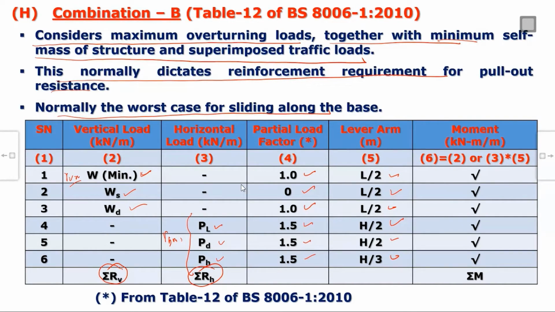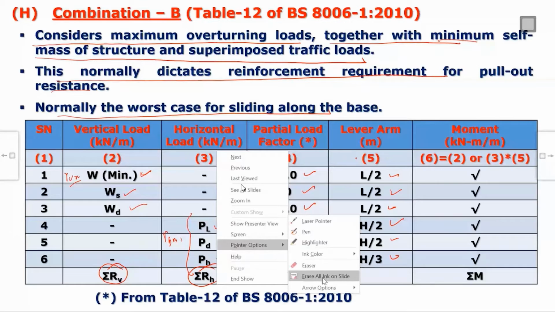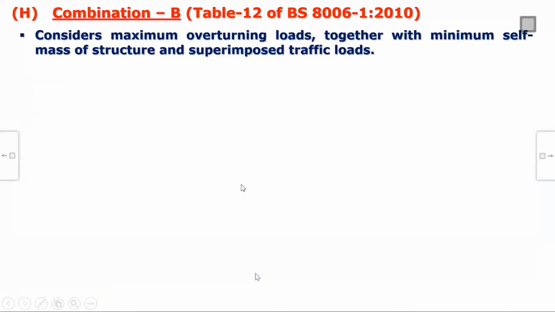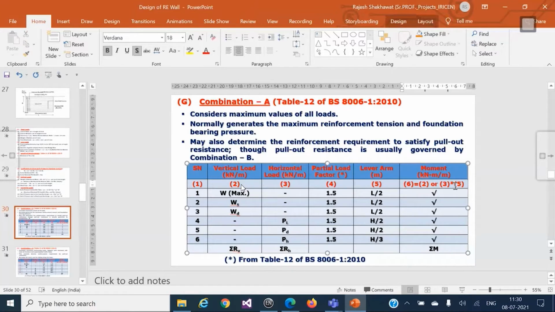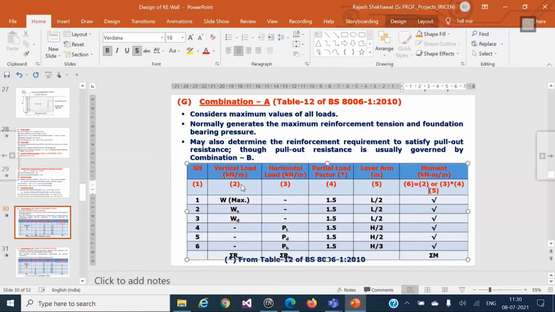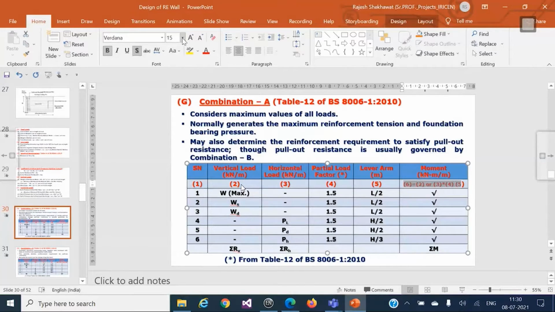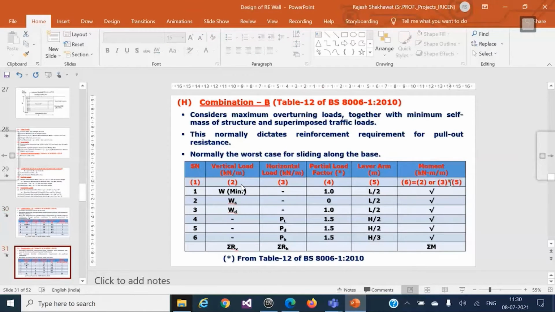Moments will be the multiplication of these columns, and the load factor also has to be multiplied. Just one minute, let me correct. So this has to be multiplied, because we also have to multiply by the partial load factor. I forgot to write that. Here also we will write it.